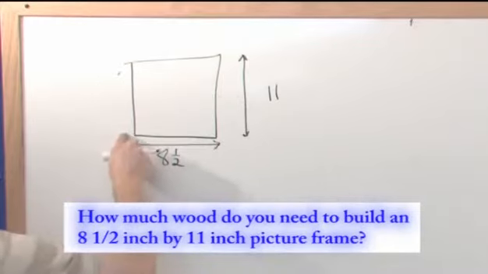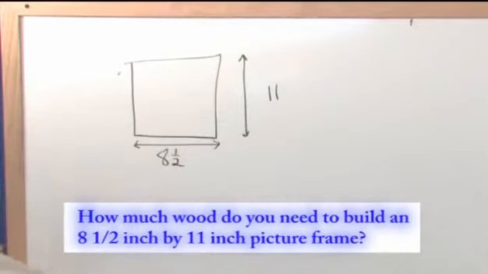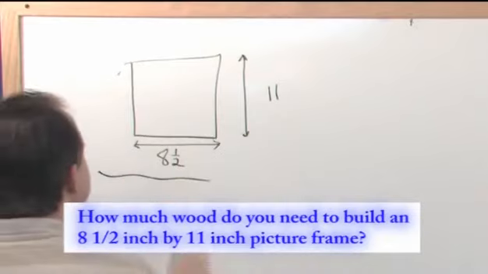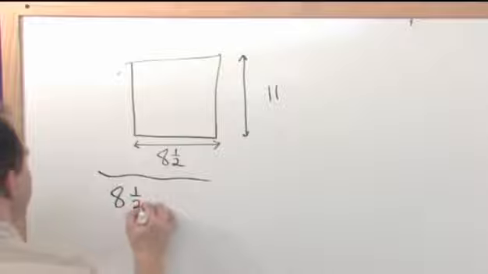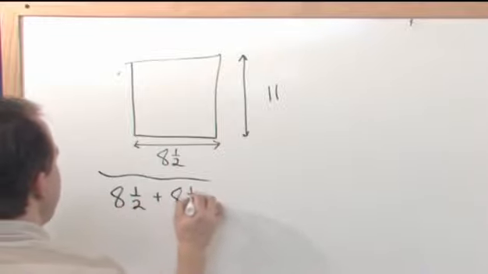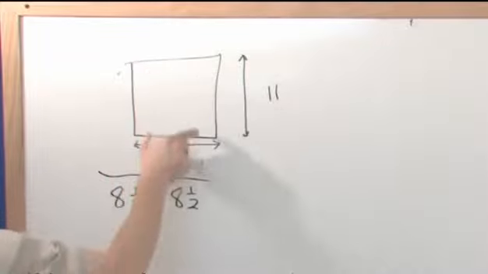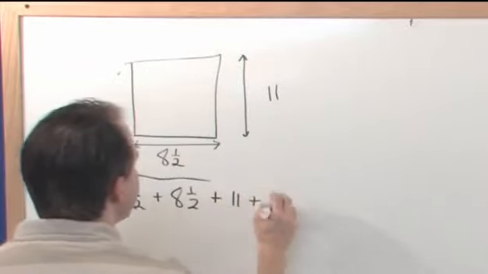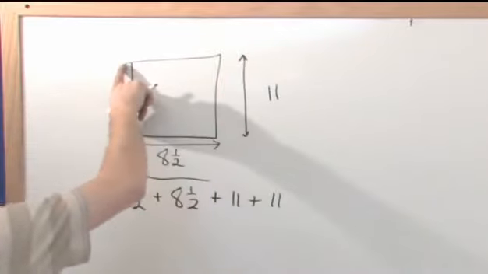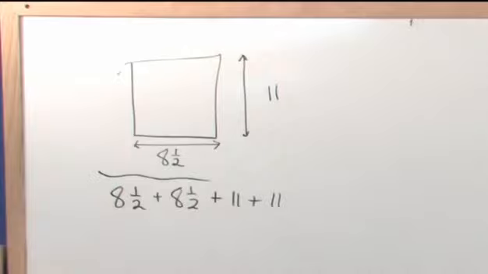Well, I'm going to need wood for this side, and this side, and this side, and this side. So I'm going to add up all of these lengths. So I know I'm going to be adding these things together. So I'm going to have 8.5 inches plus 8.5 inches, because I've got this side and this side. That's 8.5 inches 2 times, plus 11 plus 11, because I have 11 inches on this side and 11 inches this side. So I'm adding up all of the wood that I need all the way around.